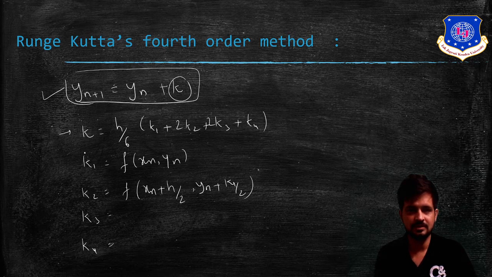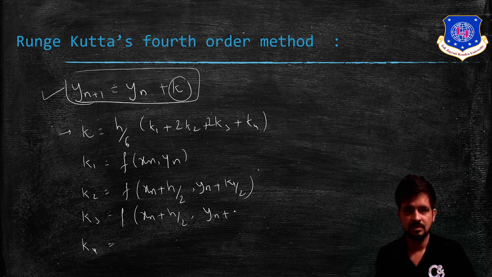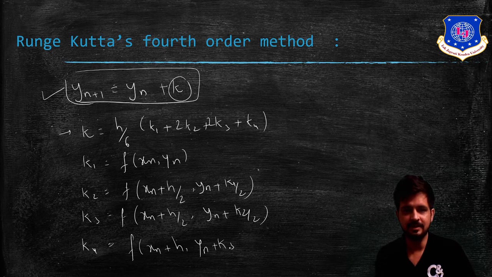We are using the first slope. Again, f of xn plus h by 2, yn plus k2 by 2. And the last is f of xn plus h and yn plus k3.